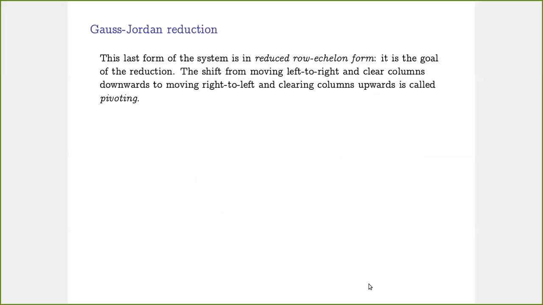The last form of the system, as I said, is called reduced row echelon form. It is the goal of the reduction. The shift from moving from left to right and clearing columns downwards in Gauss's method to moving from right to left and clearing columns upwards is called pivoting.